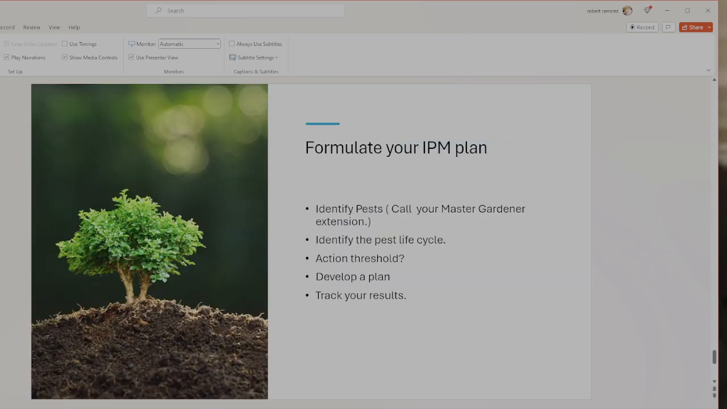So now you can formulate your IPM plan. When you're going out to the garden, identify your pests. If you're having issues identifying pests, you can take pictures of them and send them to your local Master Gardeners extension. They are nationwide. You want to identify the pest life cycle. You want to get your action threshold, and then you want to develop your plan using the methods, and then track your results.